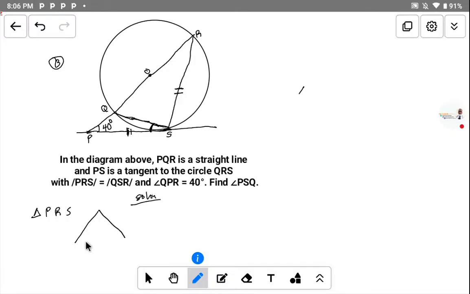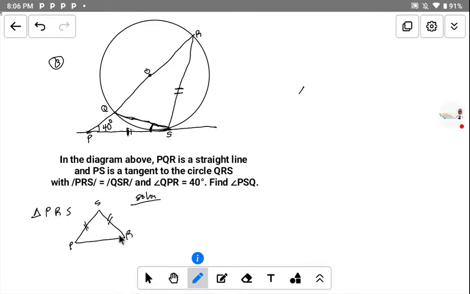Okay, let's say that this is a triangle. This edge here is S, this one is P, and this one is R. Now it says that the angle here and this angle here are equal. So this angle here and this angle here, they are equal.